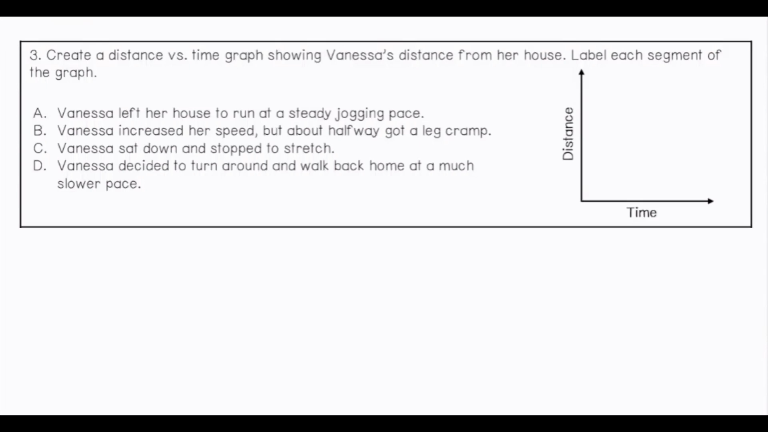Looking at number 3, create a distance first time graph showing Vanessa's distance from her house. Label each segment of the graph. So part A, Vanessa left her house to run at a steady jogging pace. So we're leaving Vanessa's house and running at a steady jogging pace. Notice our example was the distance from Vanessa's house. So that would mean I would start at the origin here because we're leaving her house. So if I'm running at a steady jogging pace, that would be an increasing positive line. So I would have this as part A.